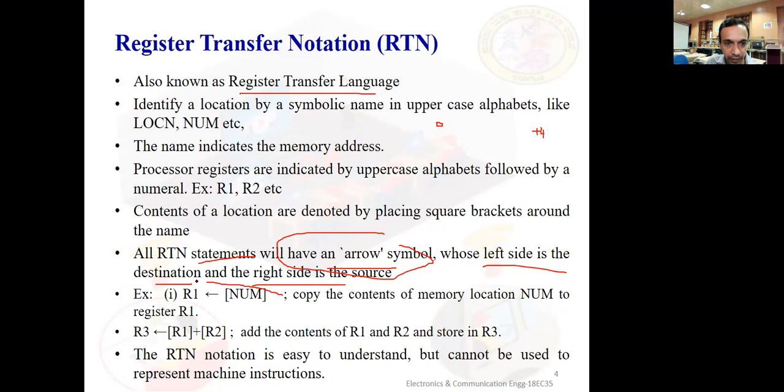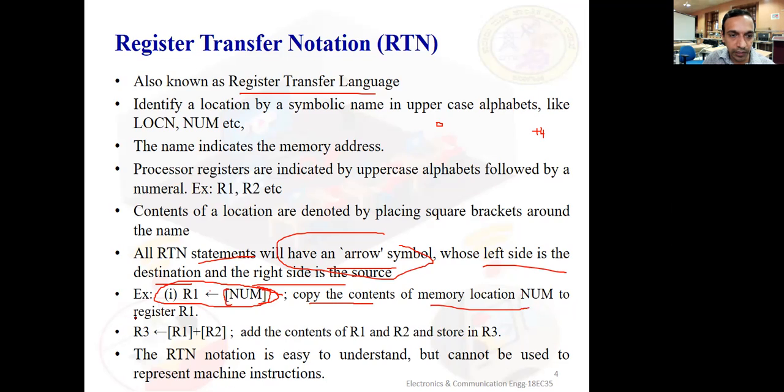For example, you can see here, I'm just highlighting this, R1, arrow mark, left arrow, always left arrow. Please remember that, always left arrow. Then the right side is always the source, as we said. There is a square bracket around this name NUM. The square bracket indicates the content of the source. So copy the content of the memory location NUM to register R1.